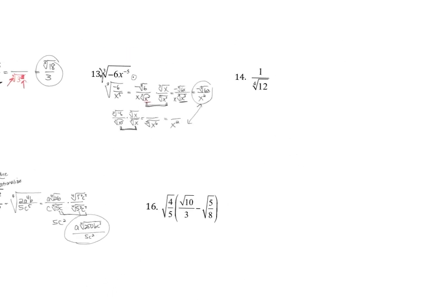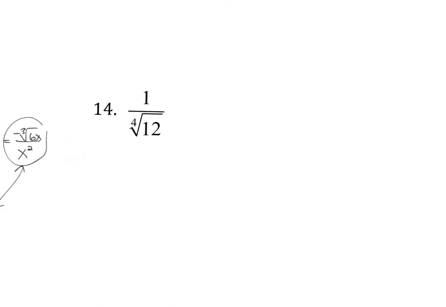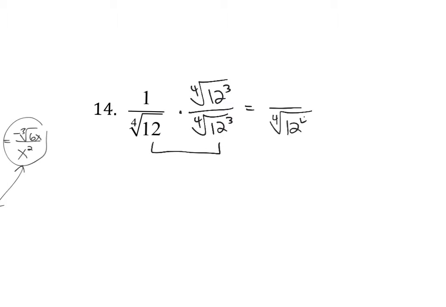Taking a look at number 14, I can see that in the denominator I have the fourth root of 12, which means if I wanted to rationalize, I would need 3 more. We talked about how I multiply by how many more I'm missing to have enough. So again, that unwritten step here is 12 to the fourth: 12 times 12 to the third, 12 to the fourth, so it would come out evenly.